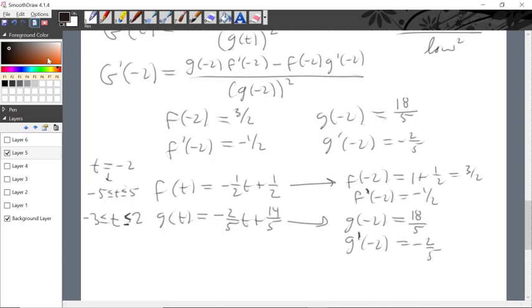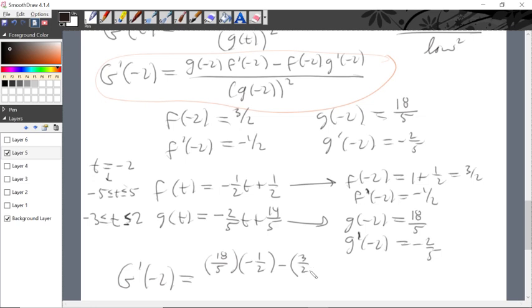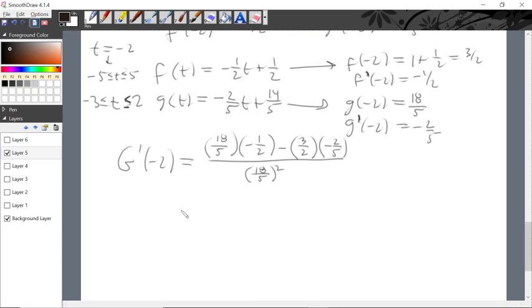Okay, so now plugging into our formula here by virtue of the quotient rule, plug in all of our values. G prime of negative 2 is equal to, let's see, g of negative 2 first, well that's 18/5, times f prime of negative 2, well that's negative 1/2, minus f of negative 2, which is 3/2, times g prime of negative 2, which is negative 2/5. And then the denominator is that g of negative 2 quantity squared. So that is 18/5 quantity squared.